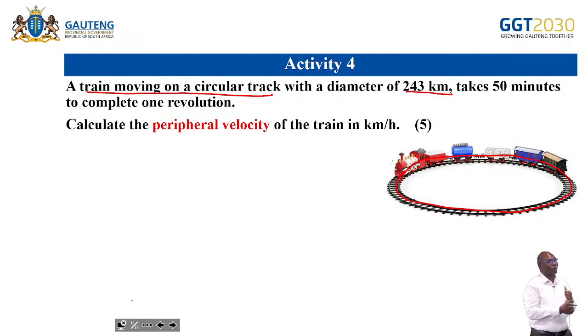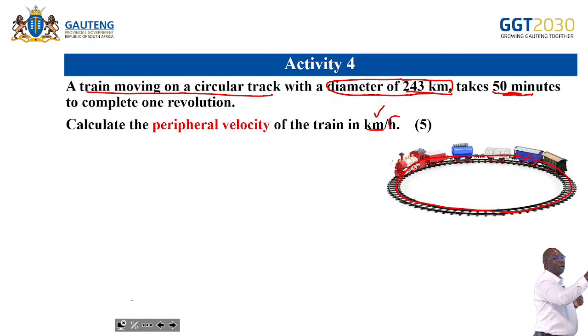So let's look at this. In this case, the distance, which is the diameter, is given in kilometers, so I'm fine with it. But I have problems here. I have minutes, and here I have hours. You see that? It means that I must take these minutes to hours, because it's per hour. So I must change that.